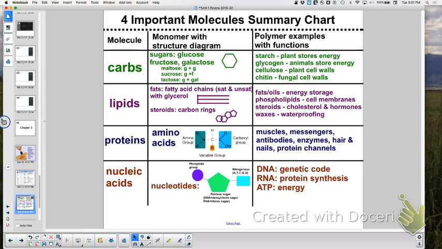When we look at our lipids, we look at fats and oils, phospholipids, and cell membranes. You know a lot about cell membranes now, right? Cell membranes consist of what?